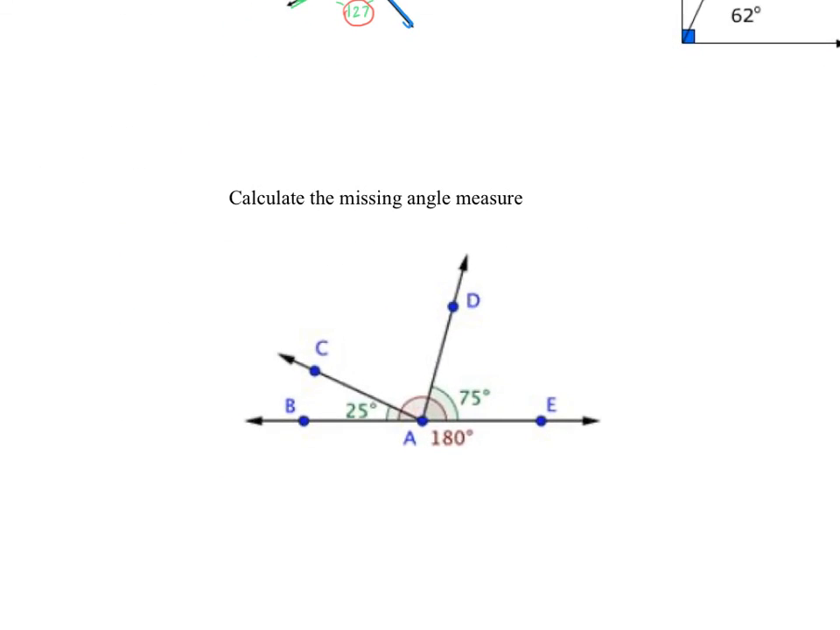Now let's check our last one here. If I need to find this missing angle measurement, it even tells me the whole line is 180. If this is 75 and this is 25, I'm going to add those together first to get 100. And 180 minus 100, I get 80 degrees for my missing measurement.